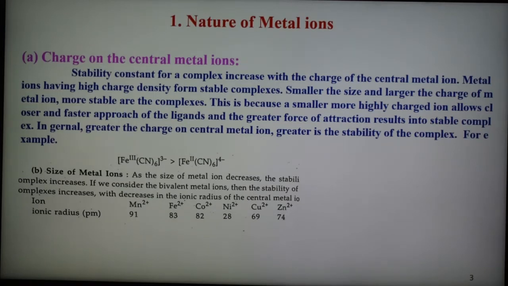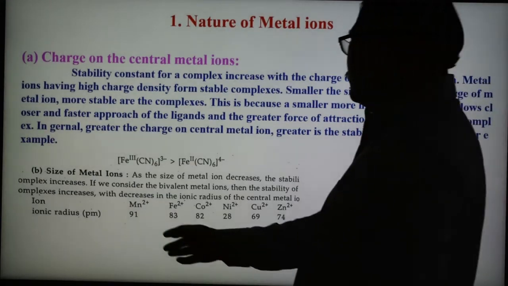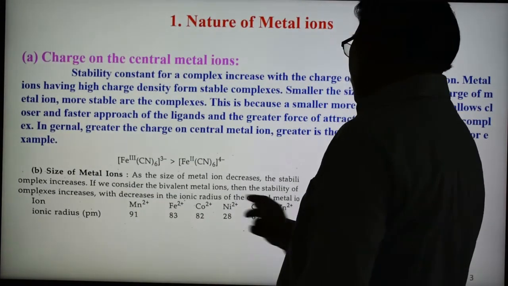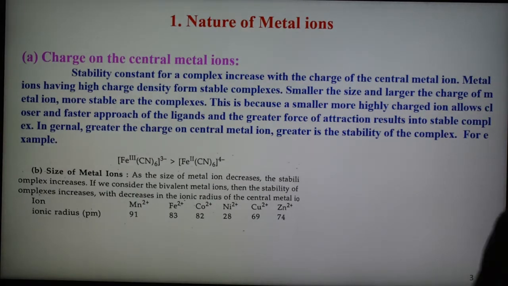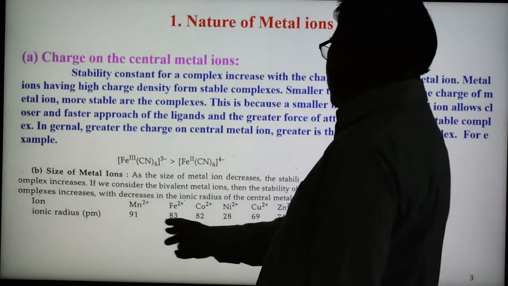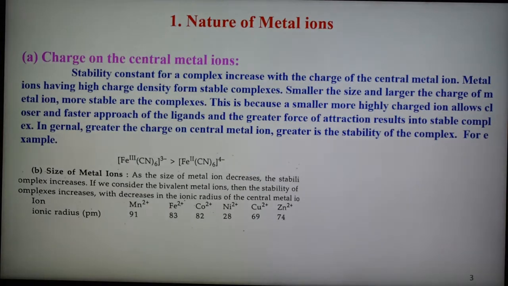With the decrease in the ionic radius of the central metal ion. And here one example is given: manganese, iron, cobalt, nickel, copper, zinc, first transition series elements, all M2+, having a positive charge, and the ionic radius decreases in this way. So as the ionic radius or size decreases, we can say there is an increase in the value of the stability constant.